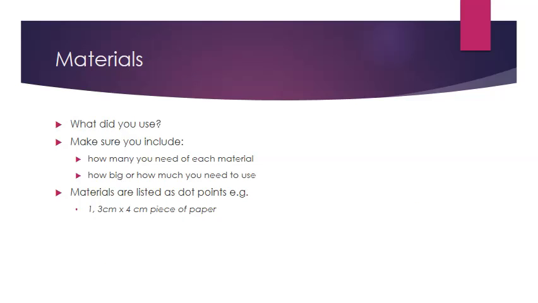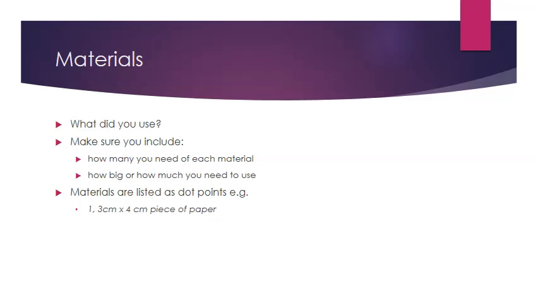Okay, remember you can pause again if you need to. Materials. This is the next section. What I need you to think about this time is, what did you use? Make sure you include everything and how many of each material you needed. So if you need 2 cotton buds, make sure you write 2 cotton buds, not just cotton buds. How big or how much do you need to use? And make sure you list them as dot points. So in this section, you need to make sure they're dot points in a list, so a column running down the page.